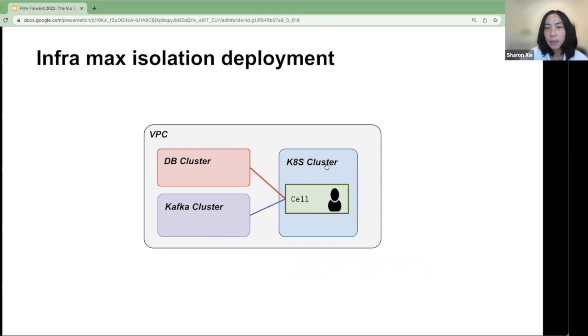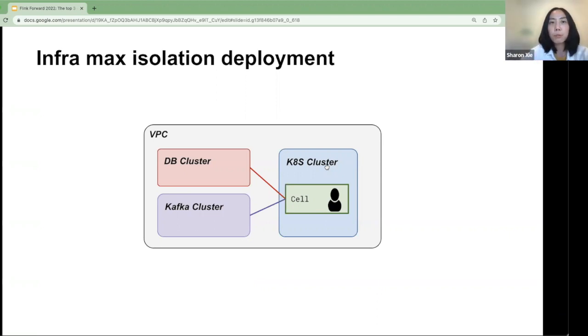On the other side, there are always more sensitive customers, either for security reasons or performance reasons. They would prefer a much more isolated environment. So we can configure our infrastructure differently, as an example, by just putting one account inside the cell and giving that cell a dedicated Kubernetes cluster, DB cluster, and Kafka cluster. In this way, this single cell gets a dedicated VPC.